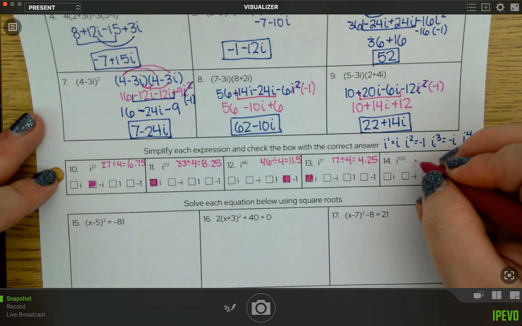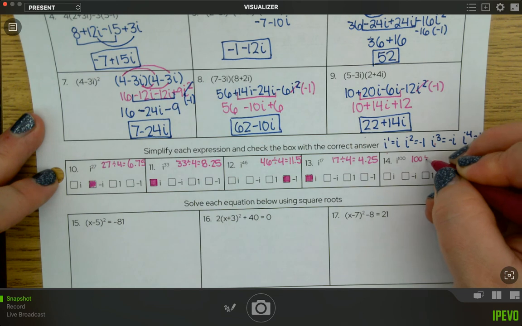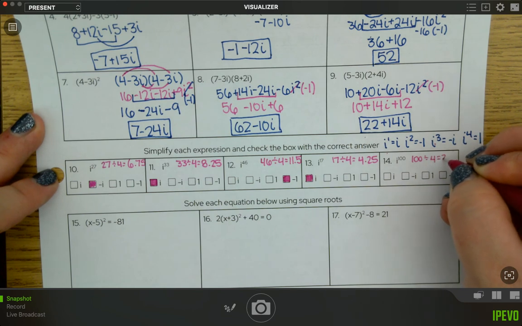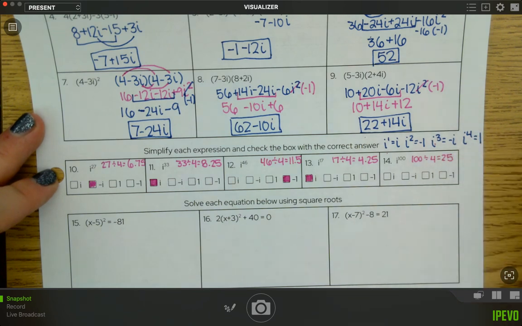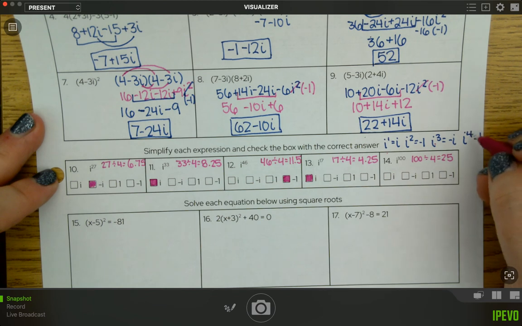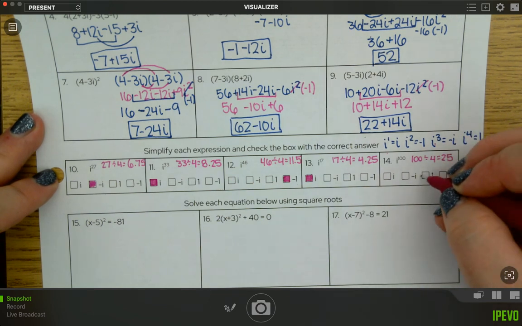And i to the 100. 100 divided by 4 is an even 25. No decimal at all, so it has a remainder of 0 out of 4. And it's just equal to 1.